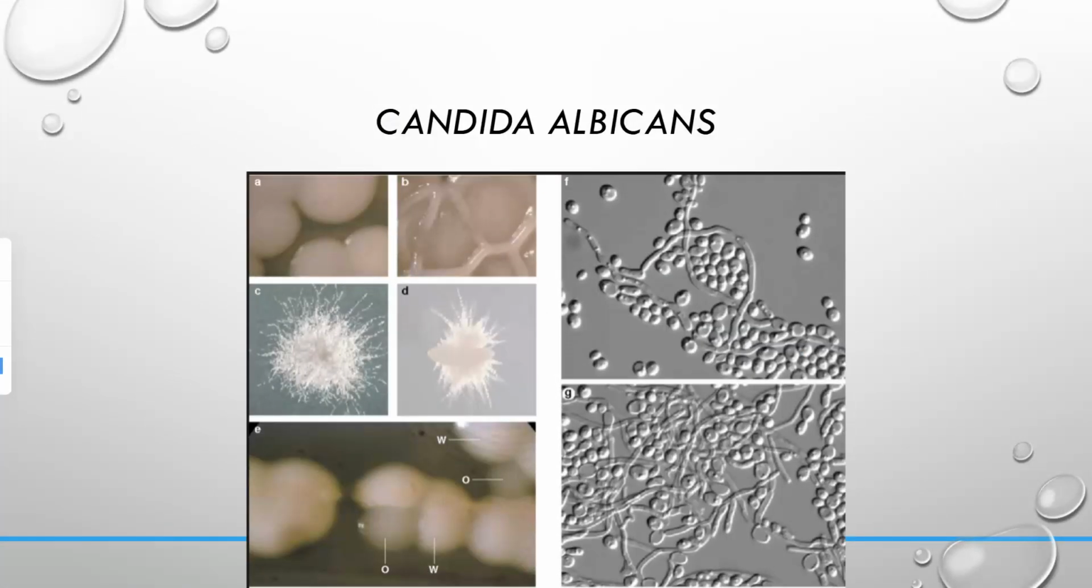So this is a picture of what Candida albicans looks like. Typical colony morphology is going to be creamy, but if grown in certain conditions, they can start to form these pseudohyphae, kind of branching out. Here's what they look like under a microscope.